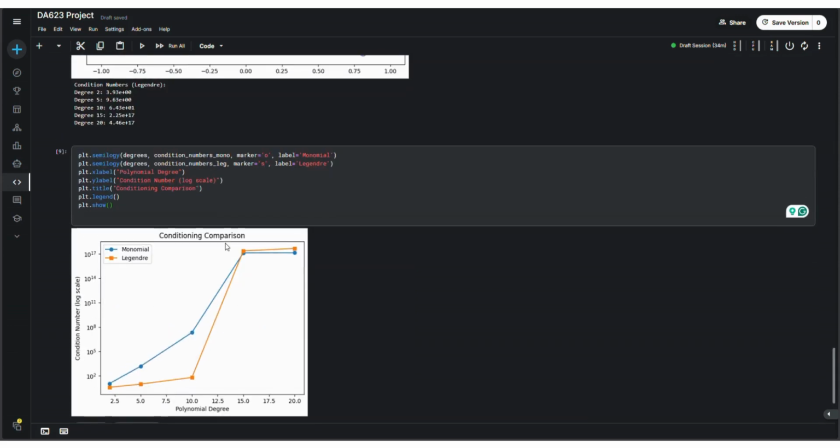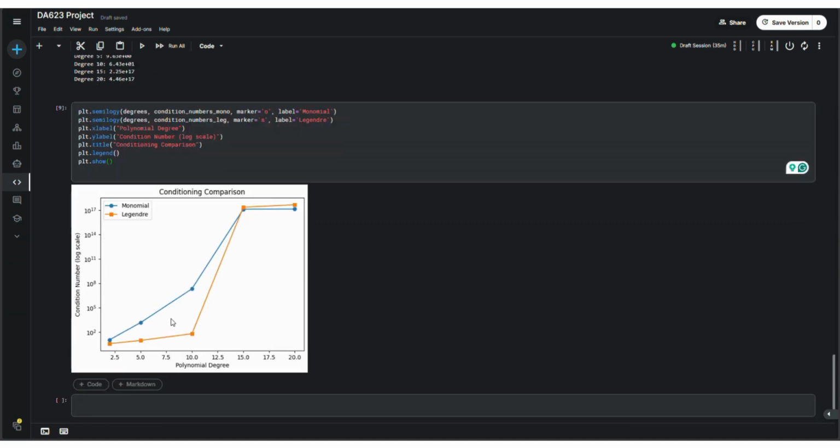Let's come to the last cell. In the last cell, I have compared the conditioning for both of the bases corresponding to the increasing polynomial degree, with the condition number on a log scale. This comparison clearly shows that the orthogonal polynomials significantly improve the conditioning. And the Runge phenomenon is not purely about overfitting; it is also deeply connected to the numerical conditioning and the basis selection. So that's all about this whole thing.